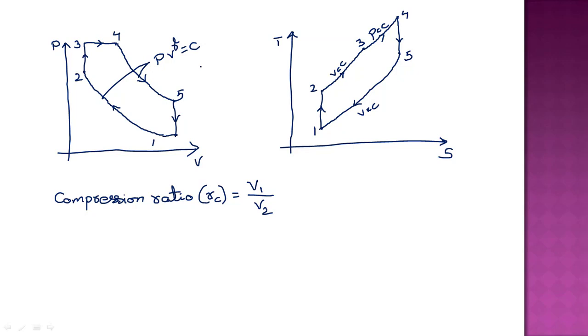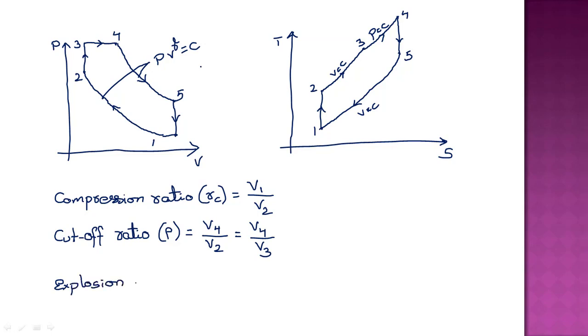So here we will come across cutoff ratio. This cutoff ratio is denoted by rho, which is volume at the end of heat addition, which is V4, by volume at the beginning of heat addition, which is V2. As we know that V2 is equal to V3, we can write V4 by V3 also as cutoff ratio. Then here we will come across one more ratio called explosion or pressure ratio. This is denoted by beta, which is the maximum pressure to the pressure after compression. So P3 by P2, or you can also consider it as P4 by P2 as the explosion or pressure ratio.